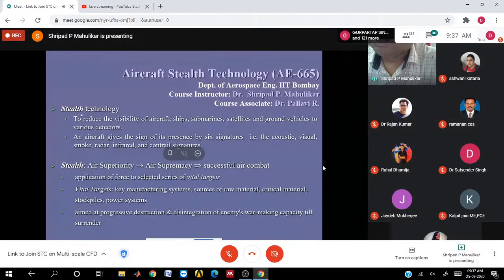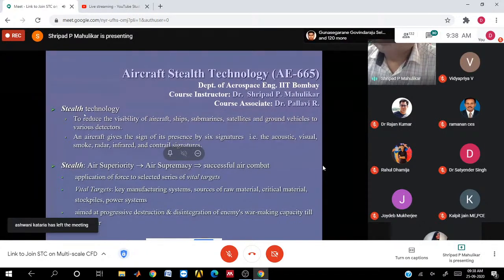That is, the hunter will try to maybe walk slowly so that his sound is not heard. The hunter will try to maybe hide behind the bush, behind the trees. So the idea is that he should not be seen. These are actually the very well-known principles of stealth technology.